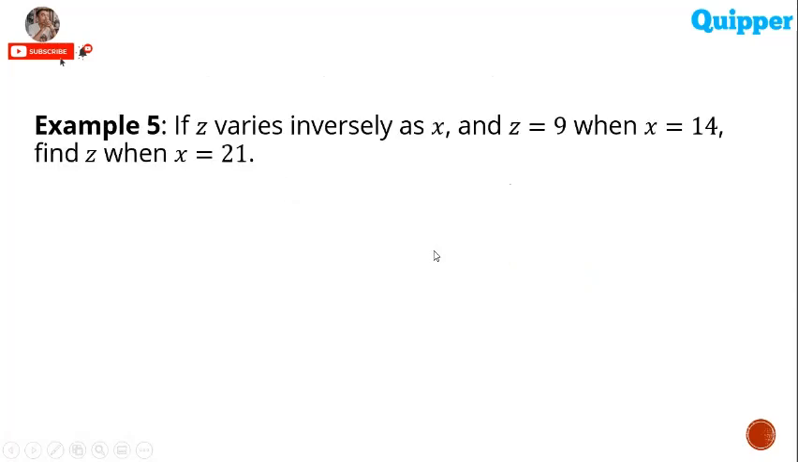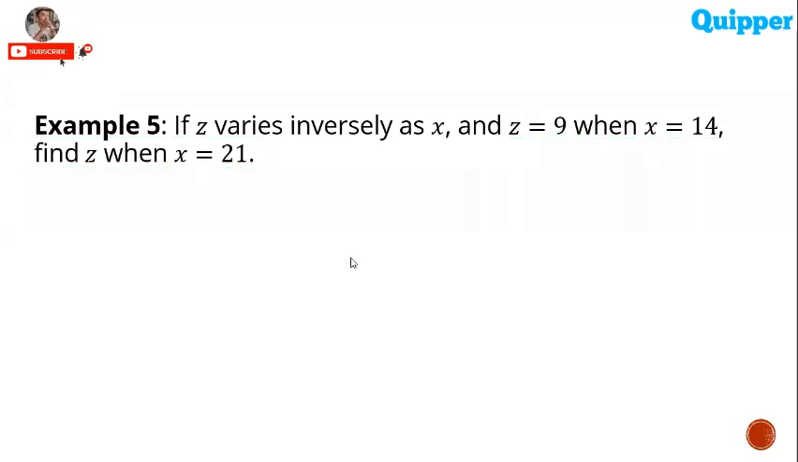Next example. If z varies inversely as x and z is equal to 9 when x is equal to 14, find z when x is equal to 21. So you can see there are now 3 given, and then you're going to find z. First you're going to focus on the first 2 given. After that, you move to the second problem, which is finding z when x is equal to 21.